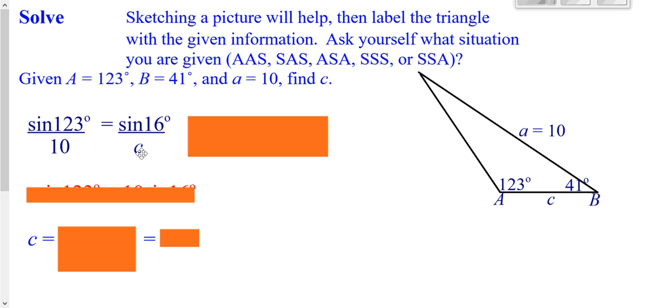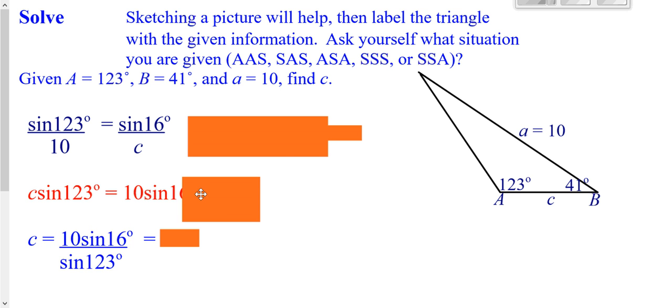Now we got to get C out of the bottom, so we could just cross multiply, being a fraction equal to a fraction. Then we want to get our calculator ready for them, so we'll get C on one side by itself. So it's all ready to be typed into our calculator. We can type it in, making sure we're in the degree mode with our calculator, and we get C.